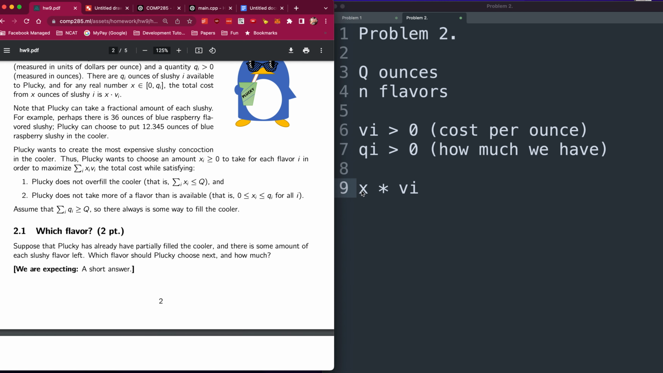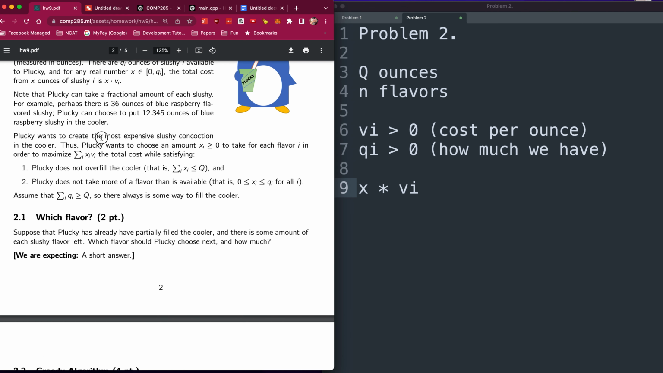Now Plucky can take fractional amounts of each slushy, right? So he can take any amount he wants, any fraction, any percentage, right? For example, perhaps there's 36 ounces of a blue raspberry flavored slushy. He can take 12.345 ounces if he wants, right? So he wants to create the most expensive slushy concoction in the cooler, okay?